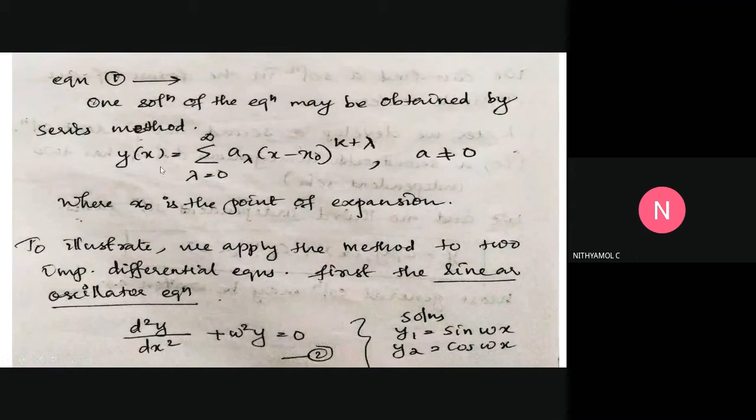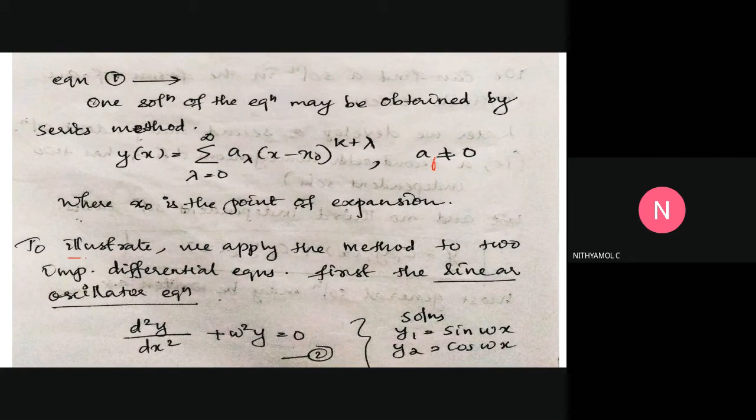And we assume a solution like this: y of x equal to summation lambda is equal to 0 to infinity a lambda (x minus x0) to the power k plus lambda, where a0, the first term, is not equal to 0, and x0 is the point of expansion.